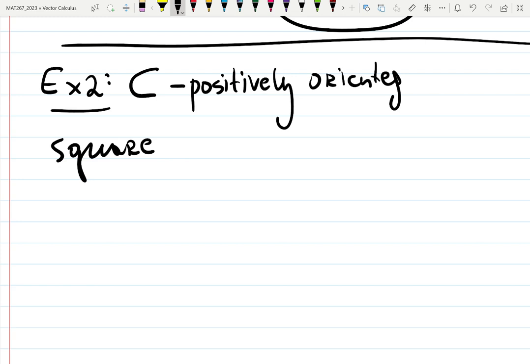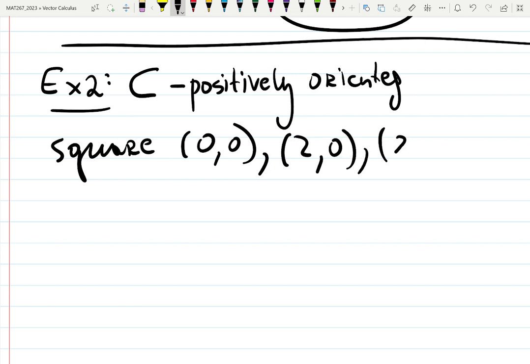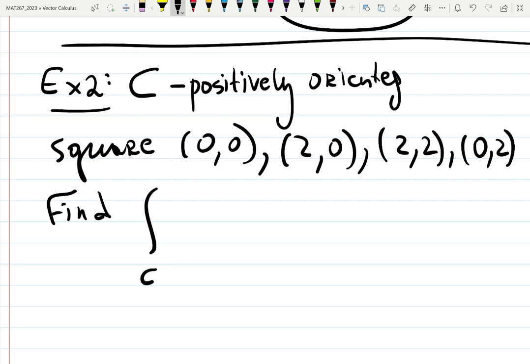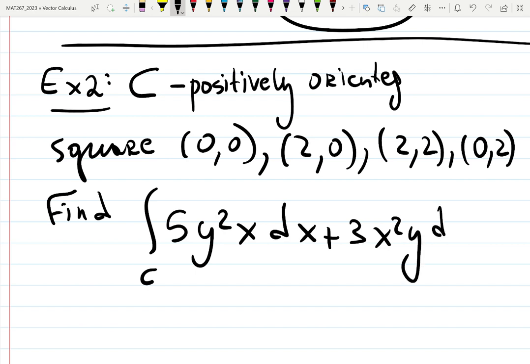What is with those squares, right? So annoying. Just give me a parabola or circle. I think that's also because these problems are created for engineers and physics majors to actually build physical objects, with vertices. Use Green's theorem to find the integral over C of 5y squared x dx plus 3x squared y dy.